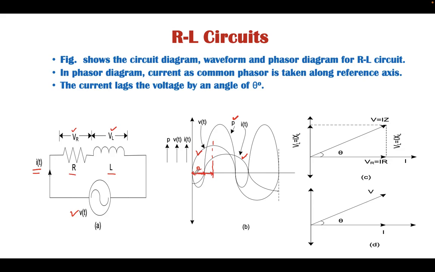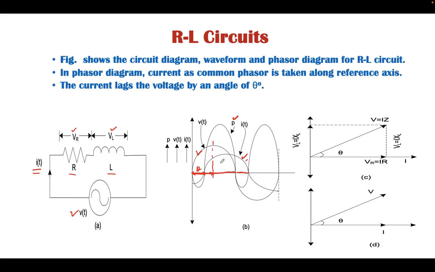This is the waveform for current. The power is the product of current and voltage at each instant. During this period voltage is positive whereas current is negative, so the resultant power will be negative. During this period, both voltage and current are positive, so the resultant power will be positive. Then again, in this period the voltage becomes negative whereas current is positive, so the resultant power will be negative for this period.